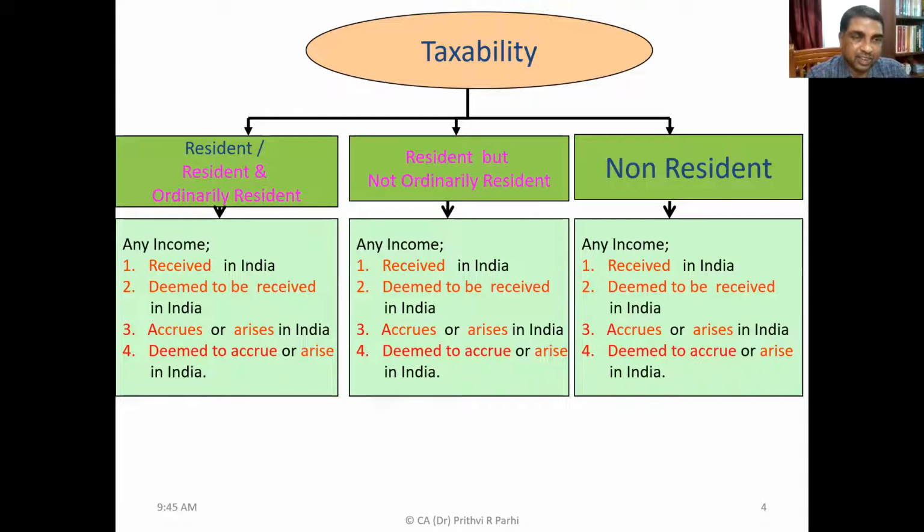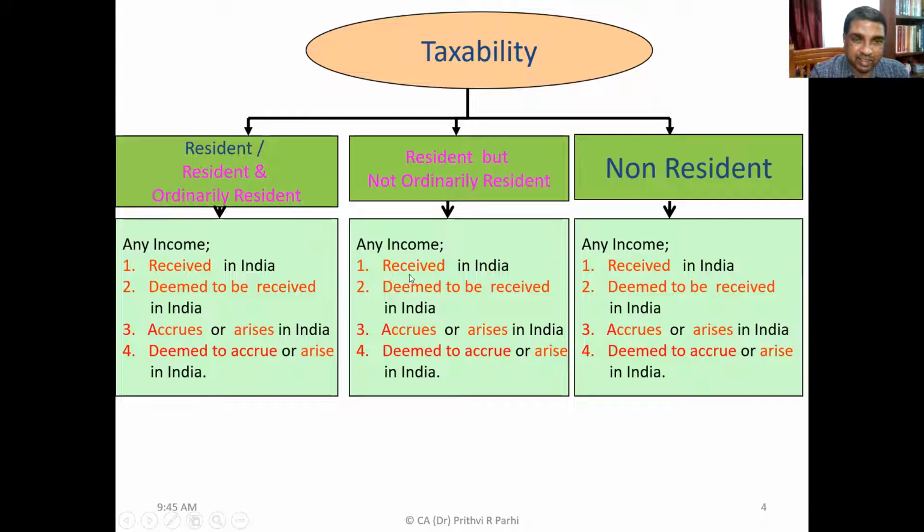That means any income which is received in India, deemed to be received in India, accrues or arises in India, or deemed to accrue or arise in India. All these things we are talking about as Indian income. Indian income is always taxable to a resident, and it is also taxable to a resident and ordinarily resident, because this is Indian income which is always taxable.